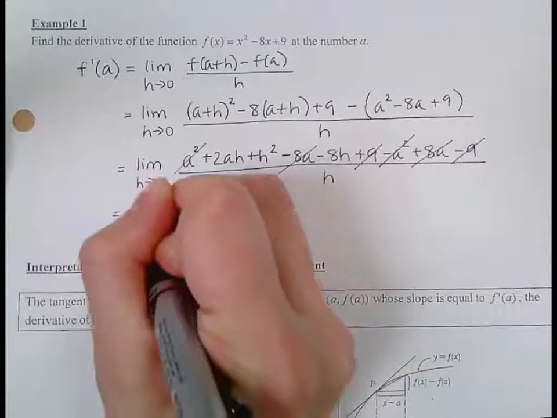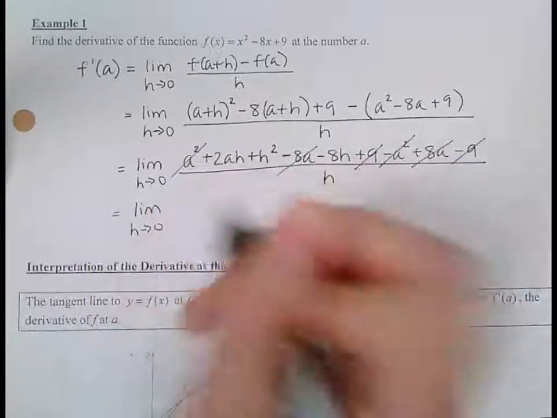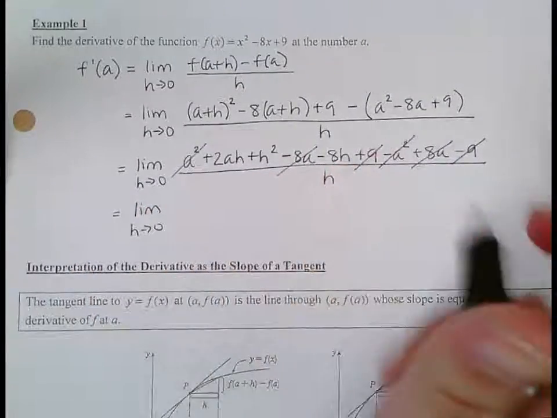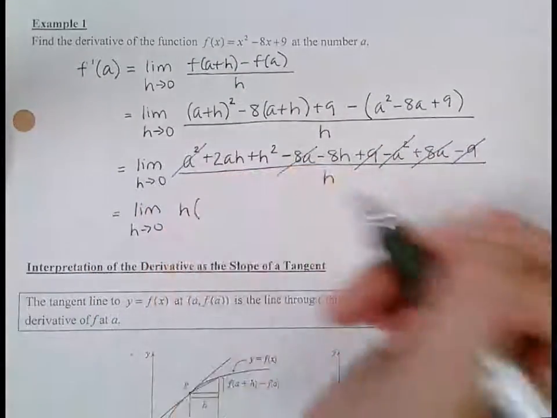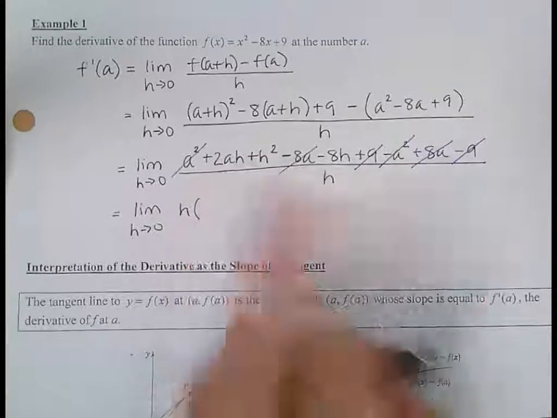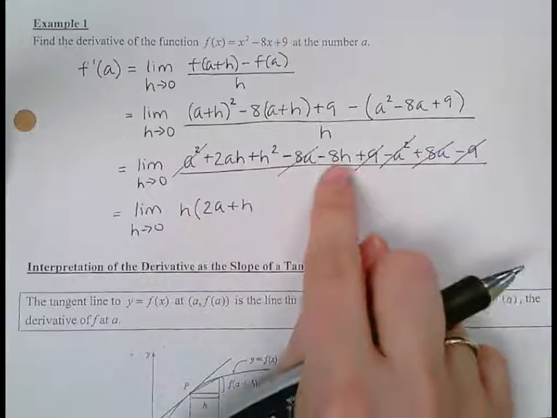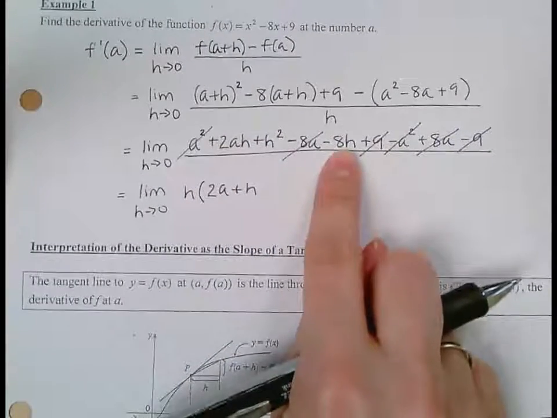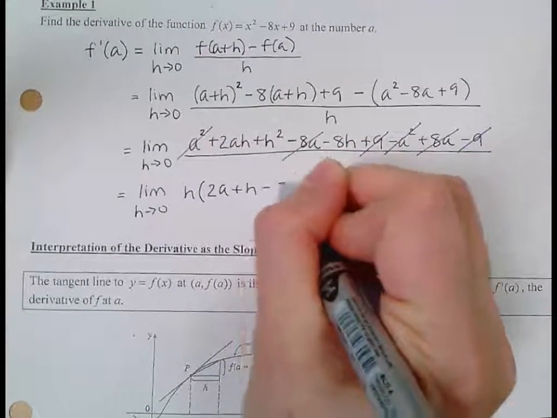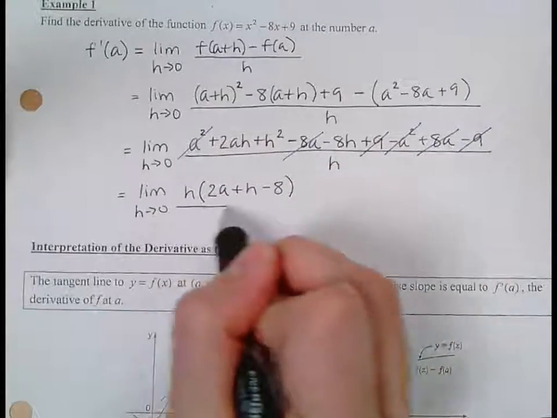So then I'm going to rewrite this, but everything I'm left with on the top has an h, so I'll factor that out right away. If I factor out an h, I have 2a plus h, and then don't forget about this minus 8h that's in the middle here. So I would still have the minus 8. That's all over h.